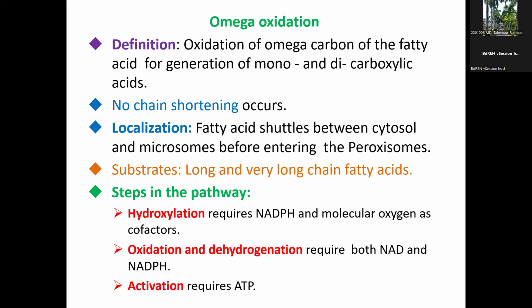Location: the fatty acid shuttle between the cytosol and the microsomes before entering the peroxisomes. This compartment is between the cytosol and the microsomes before the peroxisomes, where the omega oxidation will happen. Long and very long chain fatty acids are usually oxidized by these pathways. You know it very well. Long and very long fatty acids are not usual for the regular animal body.